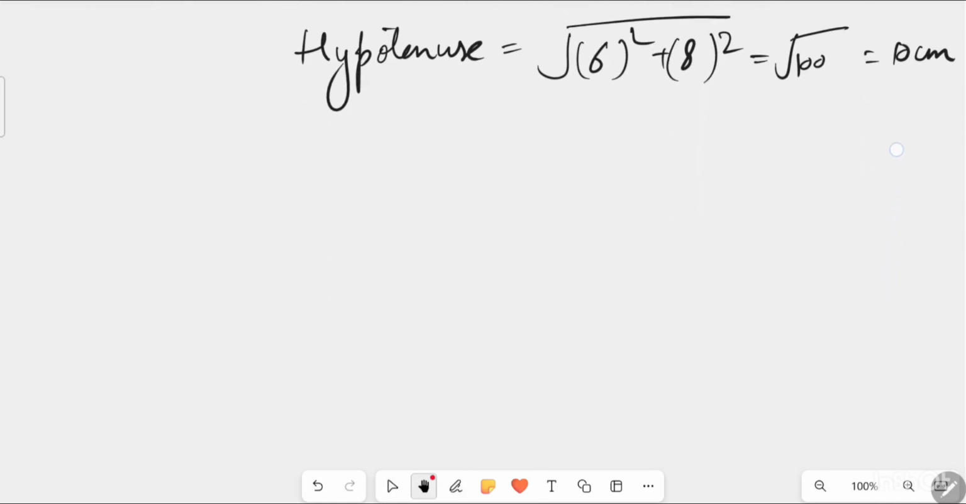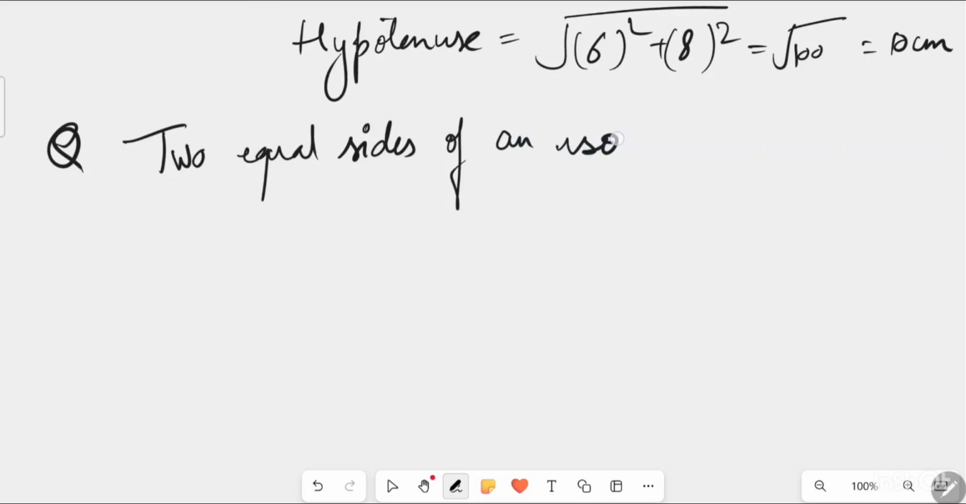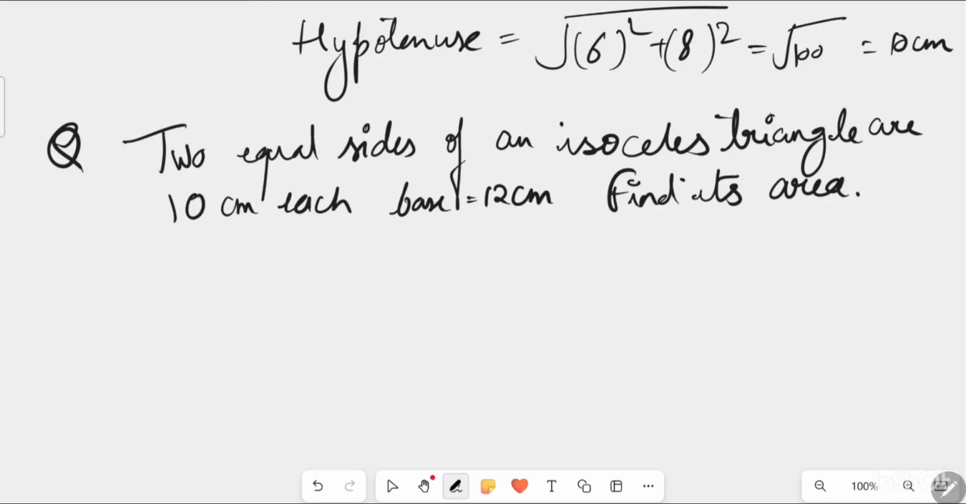Now next question. Two equal sides of an isosceles triangle are 10 centimeter each, base 12 centimeter. Find its area.